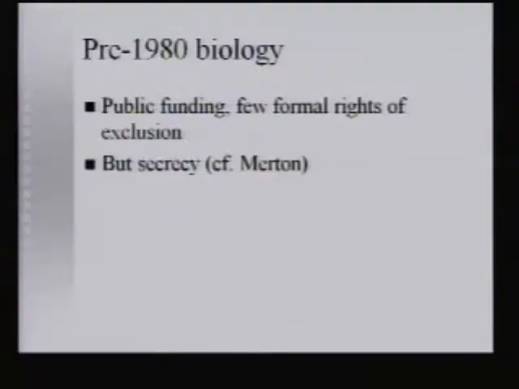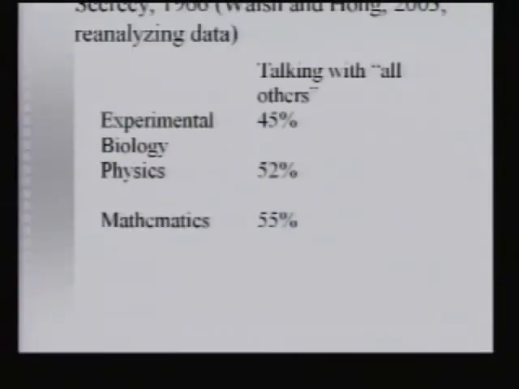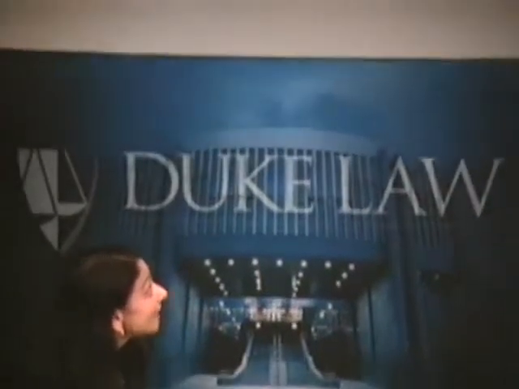On the other hand, there was also quite a bit of secrecy. Merton didn't himself acknowledge any significant role for secrecy in the sciences. And contrary to his vision, there was substantial secrecy in the biological sciences, at least. So this is some really interesting data that has been assembled by Walsh and Hong in a paper they published in Science in 2003, which reanalyzed data collected by a student of Merton's, Warren Hagstrom, data he had collected in 1966. So this is 1966 data, even though it's only been analyzed recently.